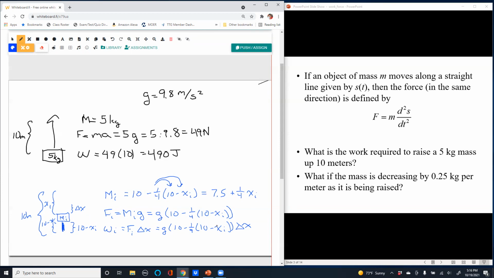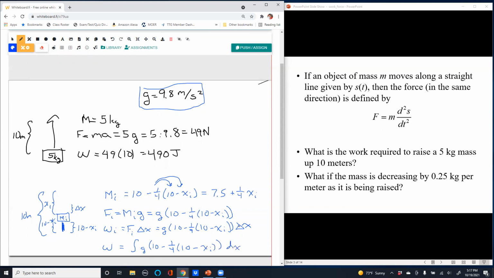Once we have the work on the ith slice, the variables match. We know that now we're going to calculate the work. It's going to be G. Remember, G is just gravity. I like to not put it in until the end because it's a constant. I'll do the same thing when we're dealing with densities. We just haven't gotten to one yet. So you'll see me do D or G and delta a lot in these. 10 minus 1/4, 10 minus x sub I.